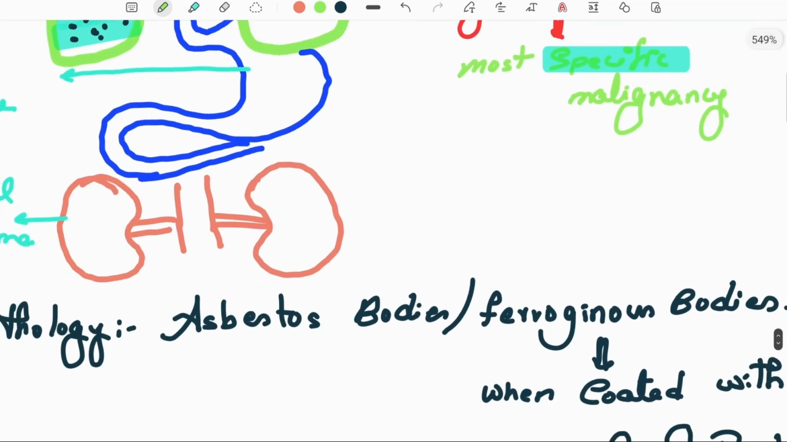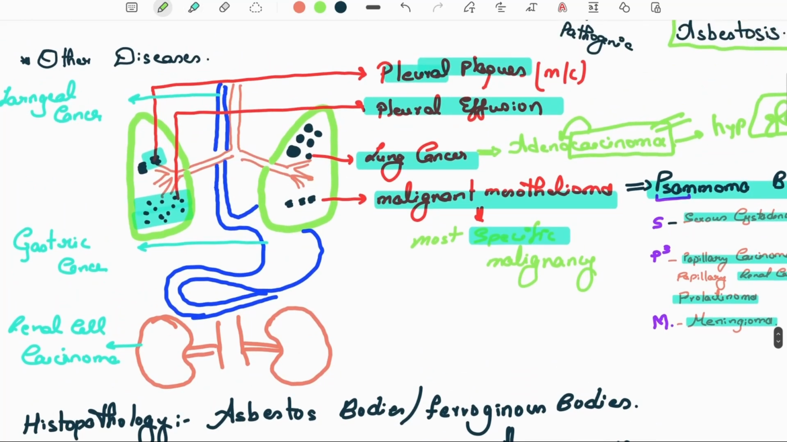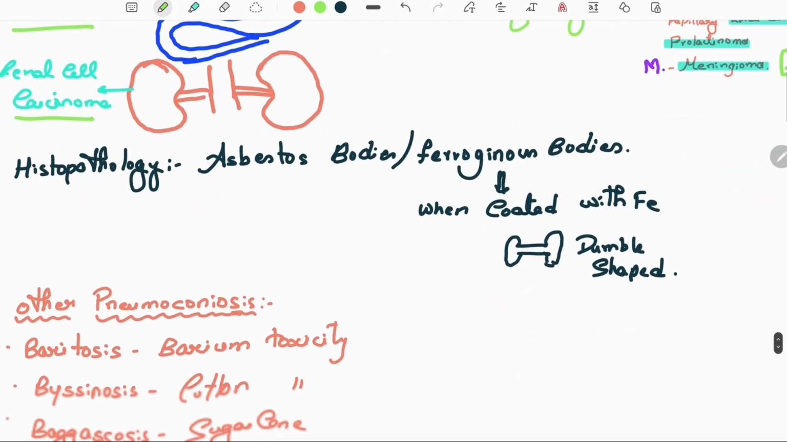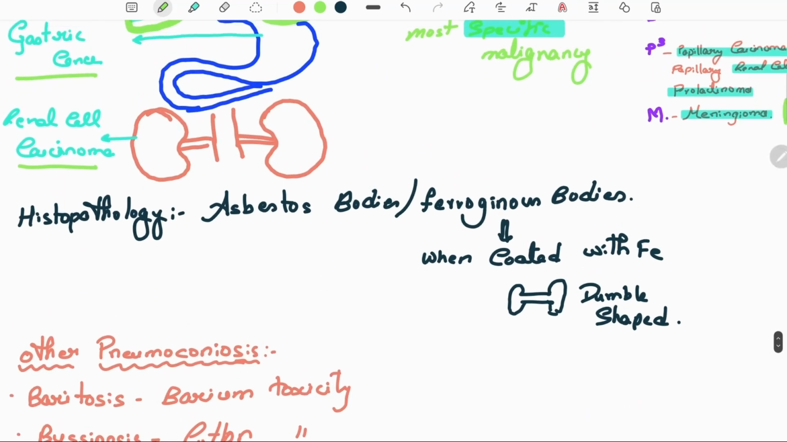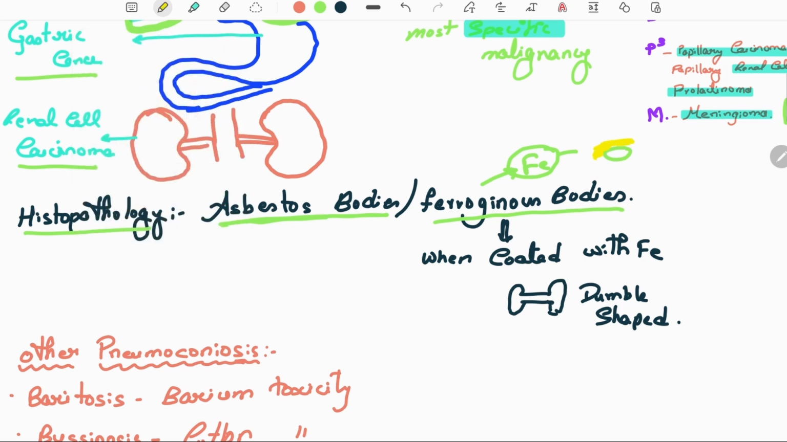Not only the lung related diseases, but also we will get laryngeal cancer, gastric cancer, and renal cell carcinoma due to this asbestosis. And the most important topic one should remember is histopathology. In this histopathology, we will identify asbestos bodies or ferruginous bodies. Ferruginous means related to iron. If the asbestos fiber is coated by iron, then it is called ferruginous bodies. They are in dumbbell shape. Ferruginous bodies are in dumbbell shape.